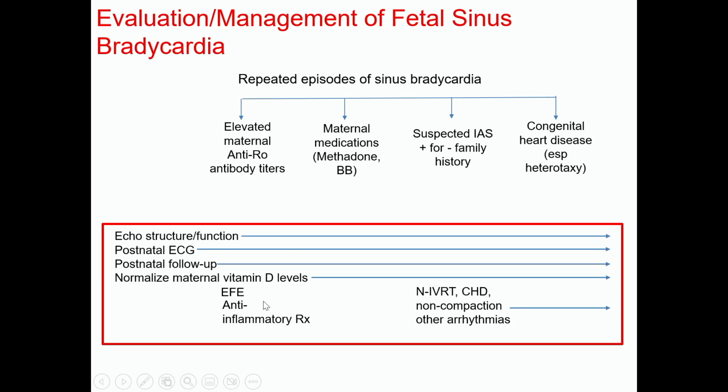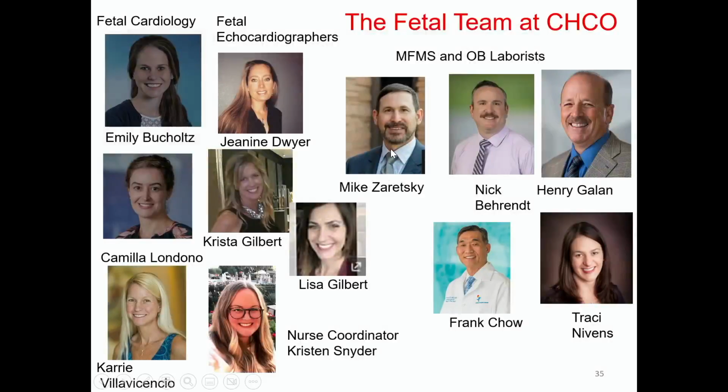dexamethasone and IVIG. If, on the other hand, you have a suspected inherited arrhythmia syndrome, and the baby is either positive or not negative for a family history, then you should also think about getting a normalized isovolumic relaxation time, as I showed you earlier in the talk. You should look for congenital heart disease, non-compaction, and the presence of other arrhythmias, because these are really the four major causes of sinus bradycardia in the fetus.